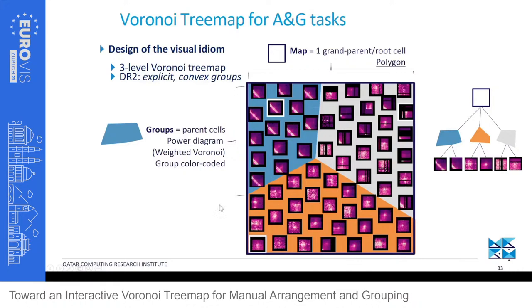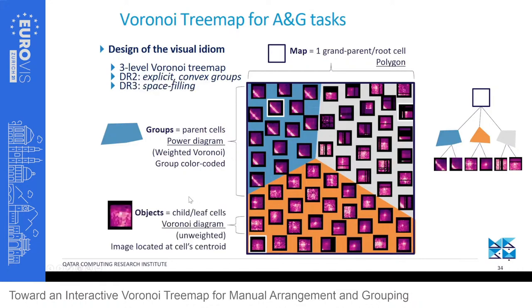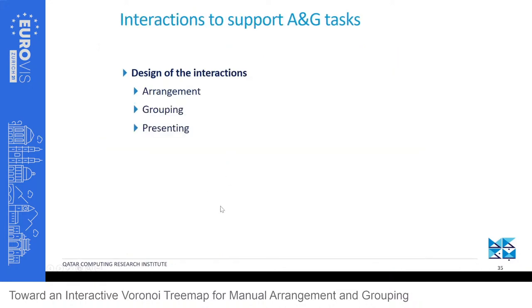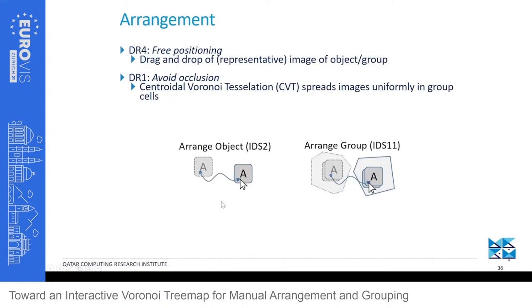And at last, the last level is represented by images of the objects. These cells are standard Voronoi cells, they are not weighted, which allows us to maintain the same size for all the images, and the images are located at the centroid of the cell. The weight of the group cells is proportional to the number of objects that group contains. We design interaction for arrangement, grouping, and presenting.